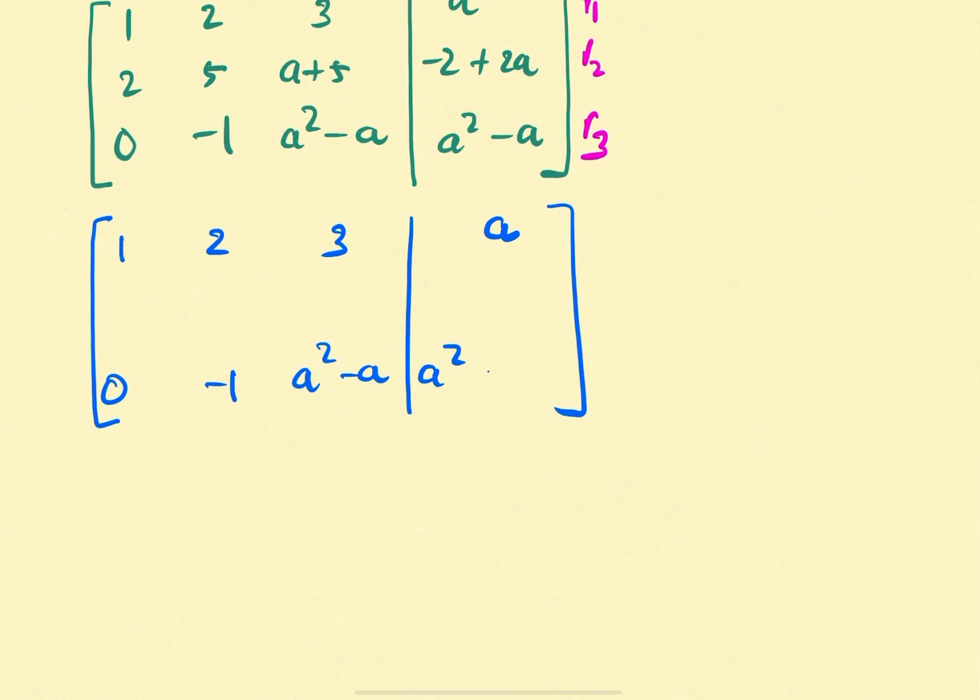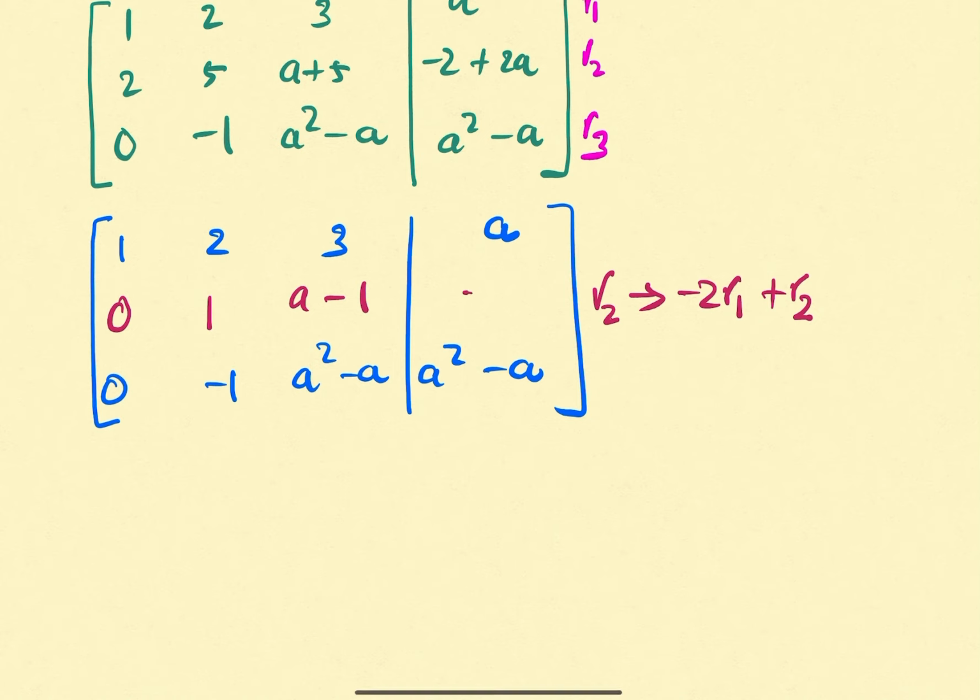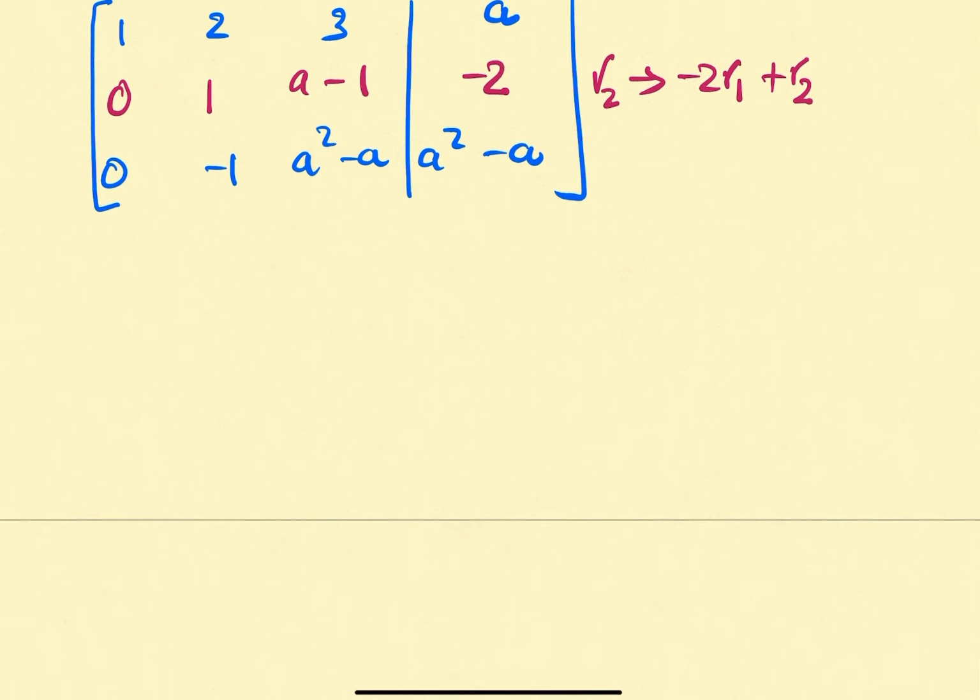You've got your a squared minus a here, and you want to get the second row. So how do you do that? You say that is -2 R1 plus the preceding row, which is R2. And if you do that, you really get 0, 1, and you get a minus 1. Be careful there. And you're also going to get a -2 just right here.